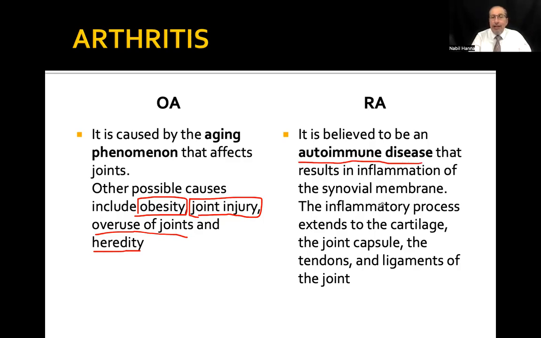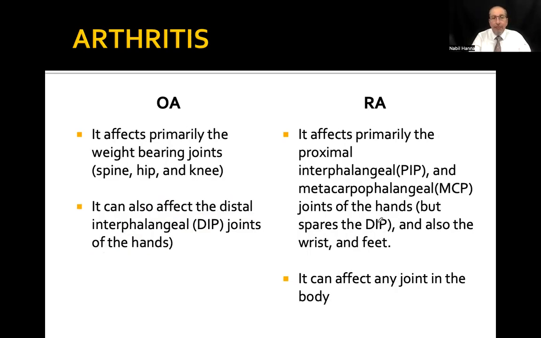It starts as inflammation of the synovial membrane. Later, the inflammatory process extends to destroy the articular cartilage, the joint capsule, the tendons, and the ligaments around the joint as well.